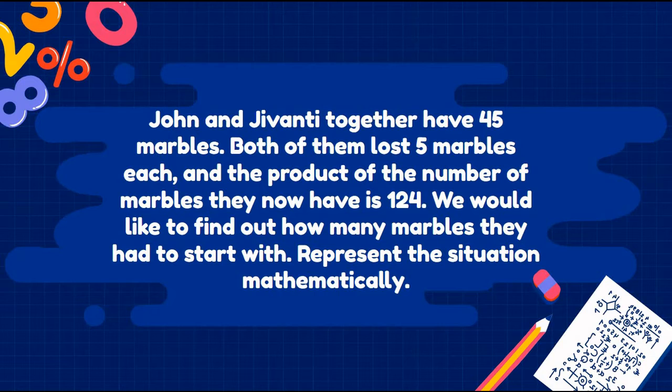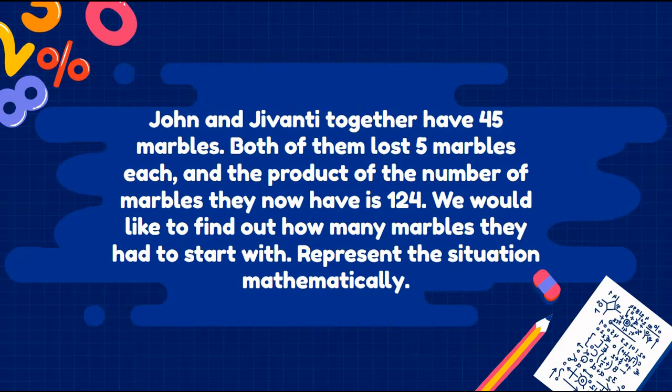question. So in here, John and Jivanti together have 45 marbles and both of them lost 5 marbles each. And the product of the number of marbles they now have is 124. So we would like to find out how many marbles they had to start with. And we should represent this situation mathematically.